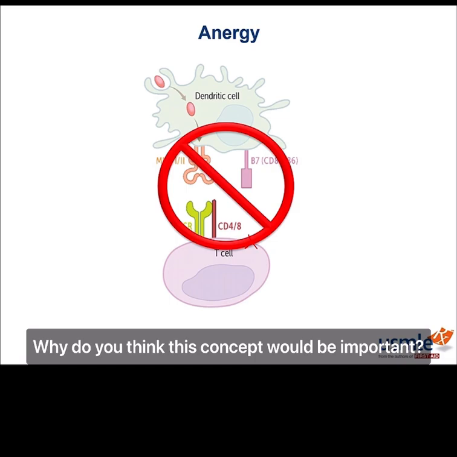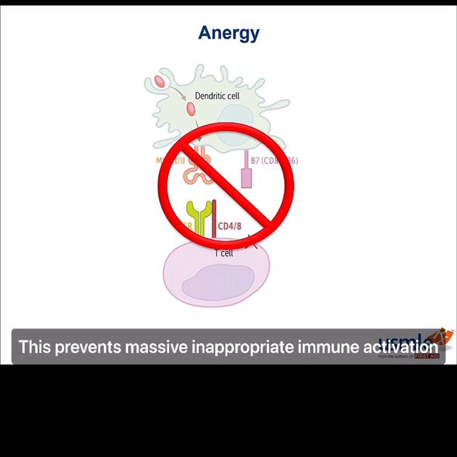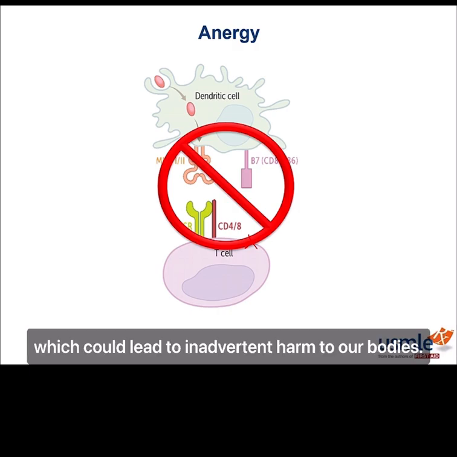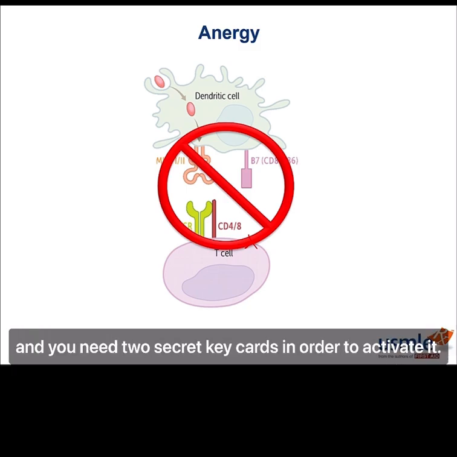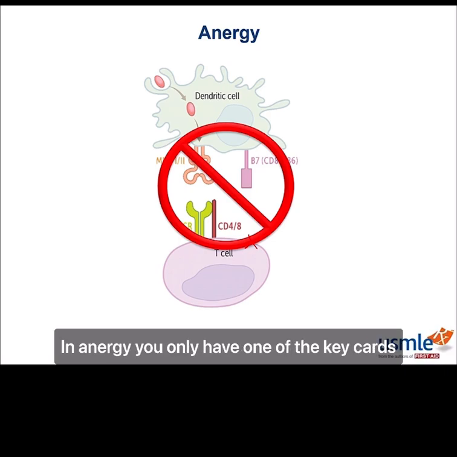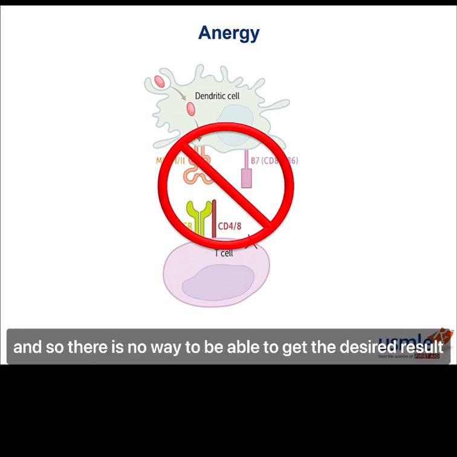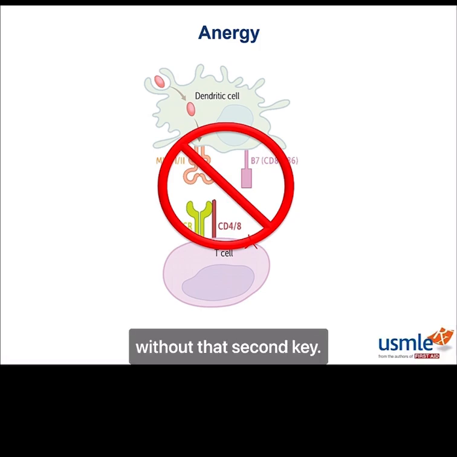Why do you think this concept would be important? This prevents massive inappropriate immune activation, which could lead to inadvertent harm to our bodies. It's like trying to launch a nuclear missile, and you need 2 secret key cards in order to activate it. In anergy, you only have one of the key cards, and so there is no way to get the desired result without that second key.